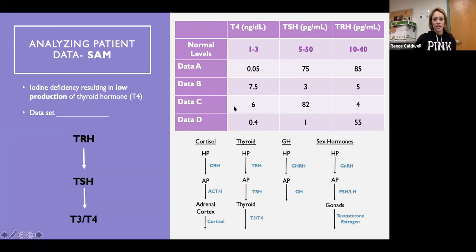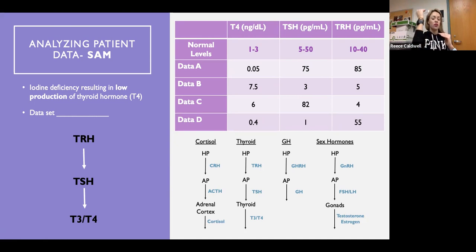Now we have our next patient in our room, and it's our job to determine where their error is occurring. What we see is Sam has an iodine deficiency that's resulting in low production of thyroid hormone. It's very important that we distinguish, when we start drawing our arrows, whether it's affecting that final hormone or one of those tropic hormones. So where we start our arrow is very important.